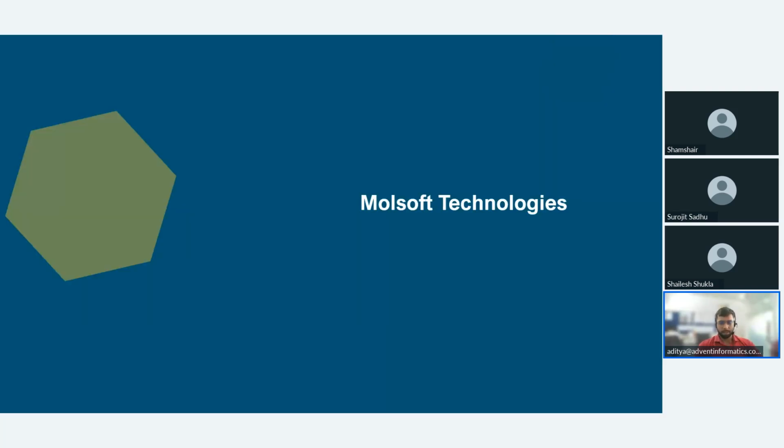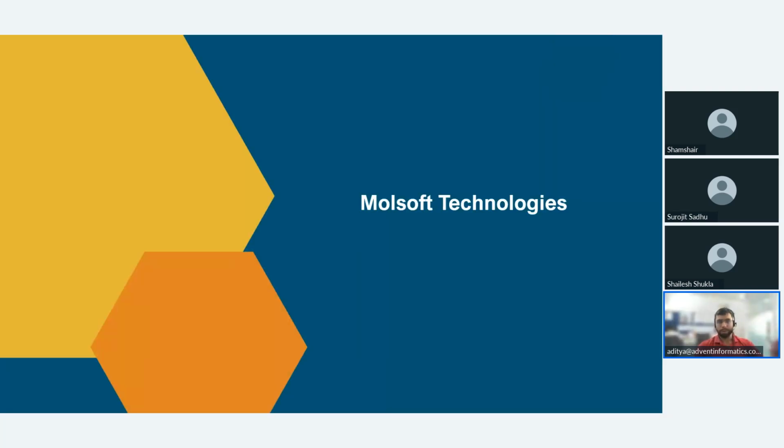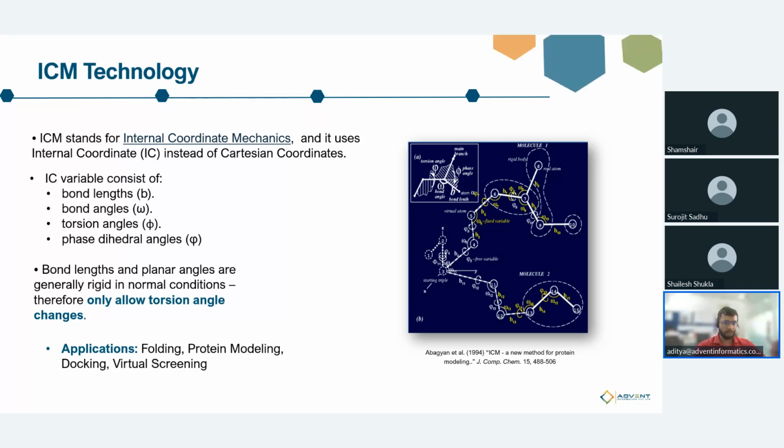Okay, so all of this we are going to do with ICM tools, and before that, how we are going to do it, we need to understand the technology behind the tool. ICM stands for internal coordinate mechanics, and where other software is based on Cartesian coordinates to determine the position or change in position of any entity, we do that with different variables.